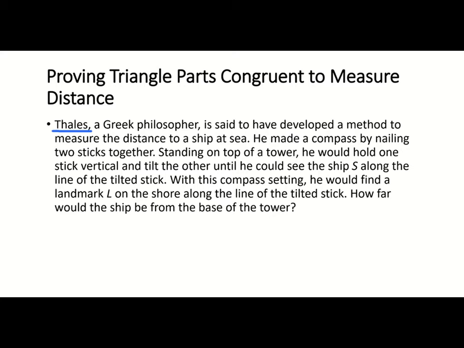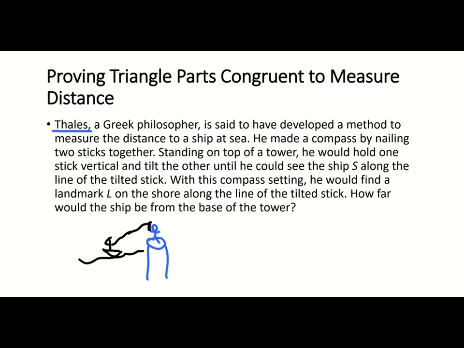He made a compass by nailing two sticks together, and standing at the top of a tower, he would hold one stick vertical, so straight up and down, and tilt the other one until he could see ship S along the line of the tilted stick. So here's the big tower. Here he is standing here. I have fabulous drawing skills. My daughter is so proud of me. And then here is his vertical stick. I think that's straight up and down. And then he tilts one until he can see the ship. Now there's our ship at sea.